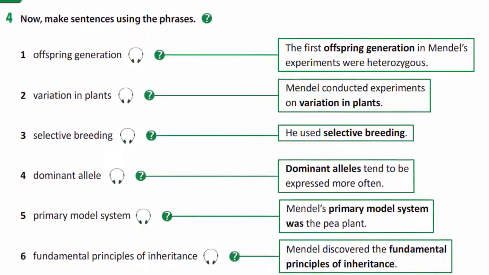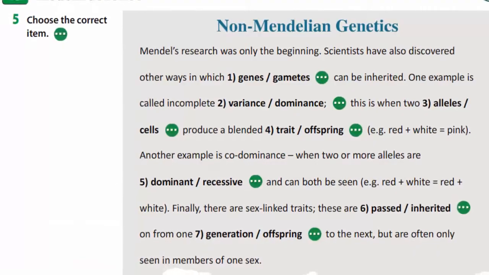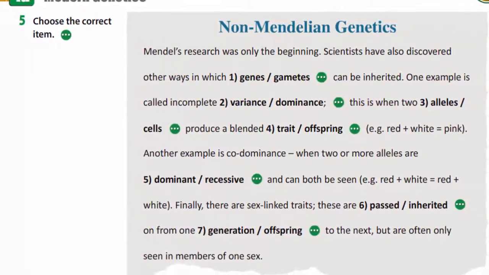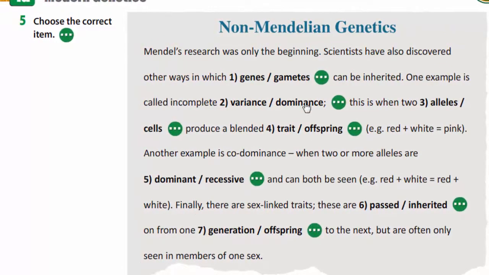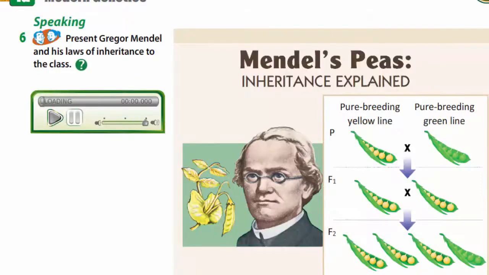Now let's do exercise 5. You are to choose the correct item. Write down the sentences. In exercise 6, you are to listen to some information about Mendel's laws of inheritance.